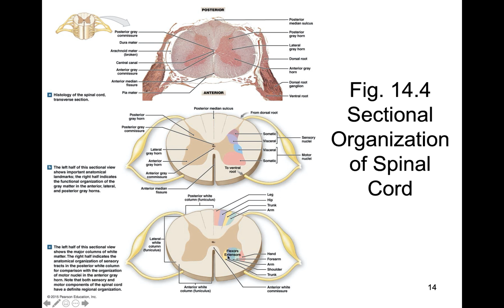And then in the anterior gray horn, you have motor nuclei that's going to send the commands out. So the purpose of this picture is to show you that both sensory and motor components of the spinal cord have a definite regional organization. They have their own regions that are going to be responsible for a specific part of the body.